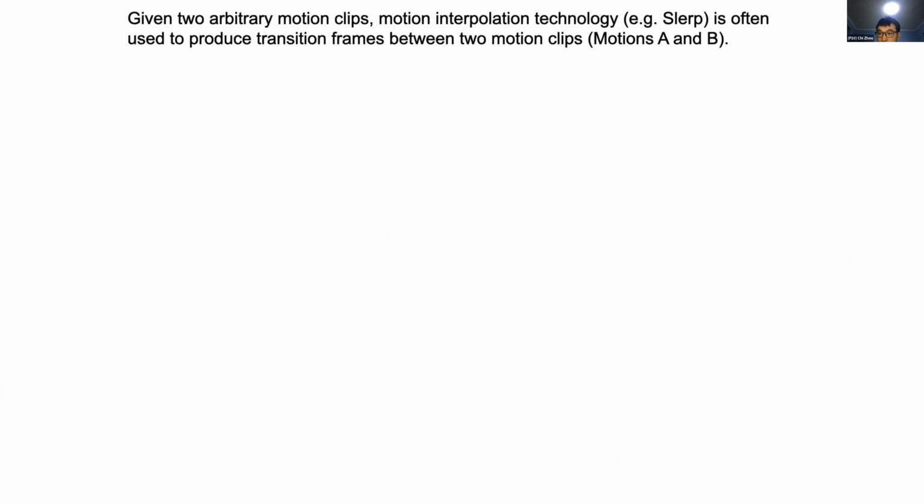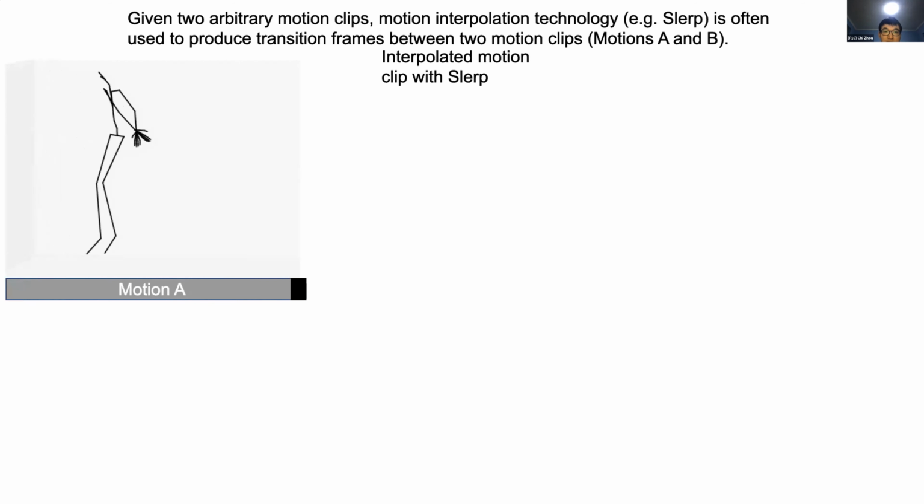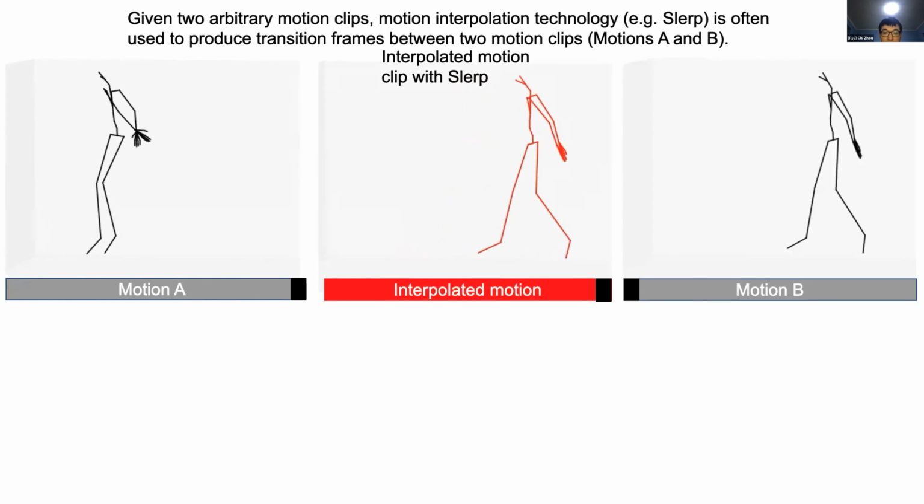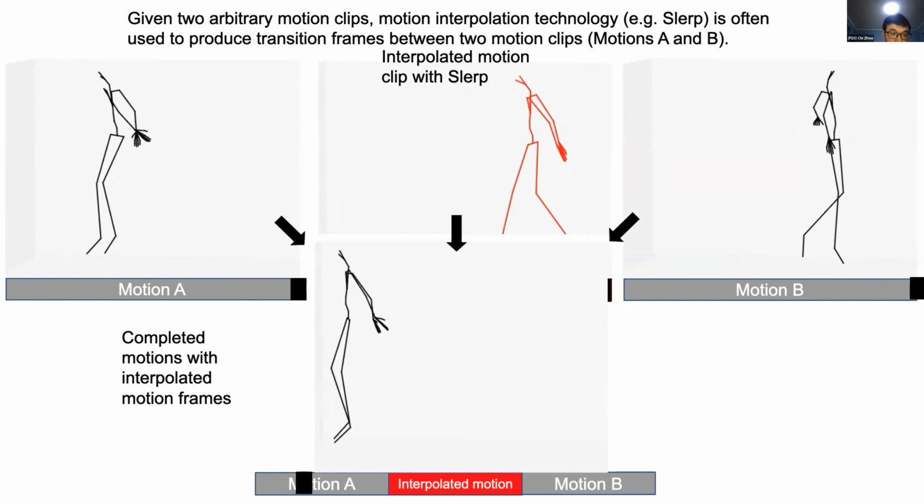So motion interpolation technology like SLERP is often used to produce transition frames. It can generate smooth but unnatural transition frames. You can see the result is smooth, but it seems unnatural, especially on the foot joint.